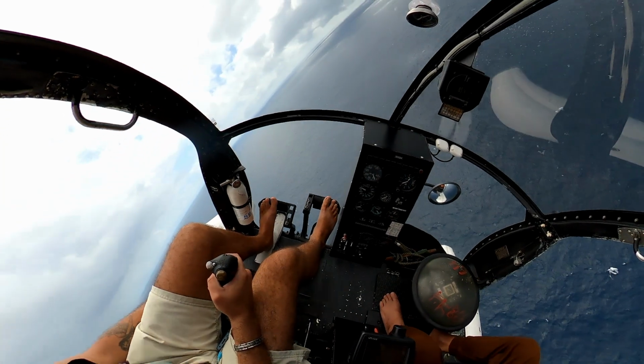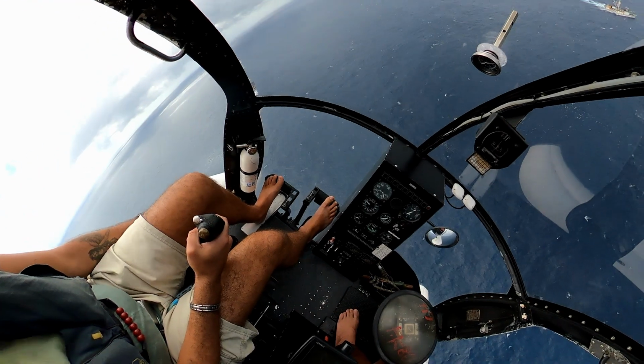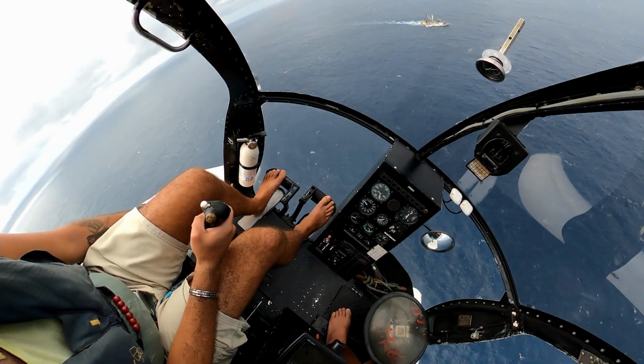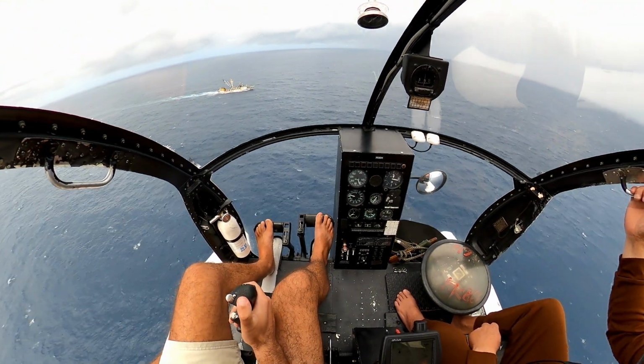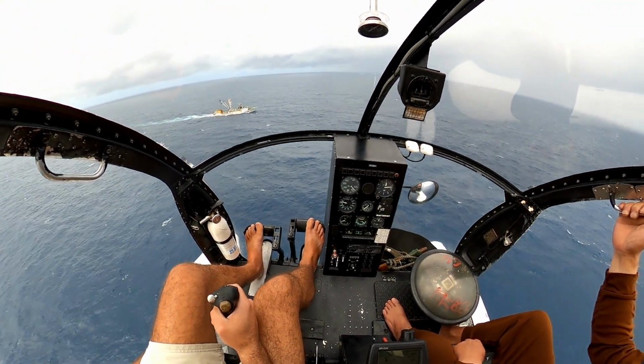This approach is starting with a tight right-hand descending turn. The reason for this turn, as opposed to me looping around the back of the boat as I usually would, is because I'm trying to get back to the boat before it enters the rain cell that you can see on the right-hand side of the screen.